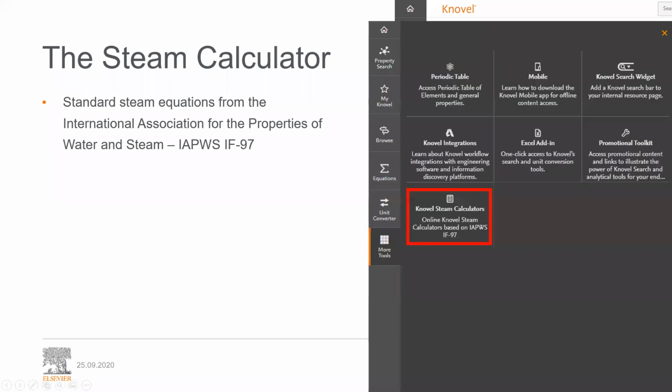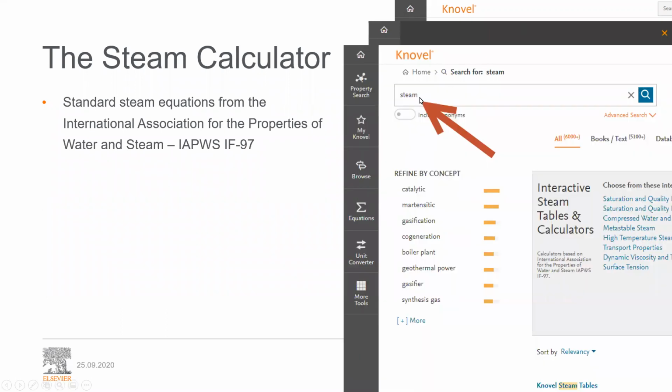It's here in the sidebar. You can see these more tools. These are some of the tools that you have available, and one of them is a steam calculator. Another way to find it is by typing in steam, and this will bubble up a card where you can select the type of calculation that you need and then click on any of them, depending on your needs.